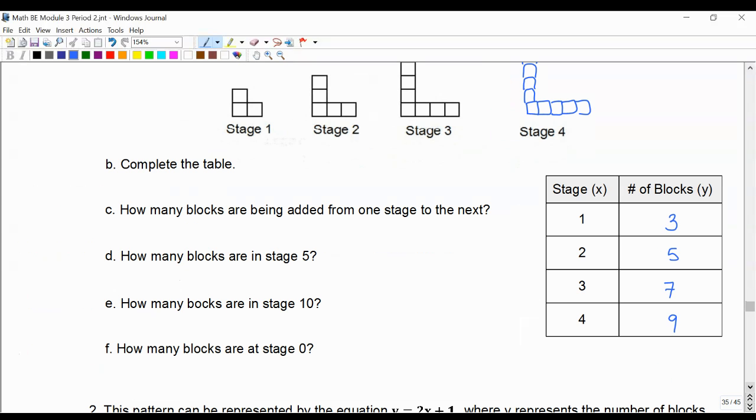Next, we're going to answer some follow-up questions. How many blocks are being added from one stage to the next? So how much is this going up by? We're also going to start to think about that this is asking us for the rate of change. Well, as I look at the table or I look at my pattern, I see that 2 blocks are being added every time.